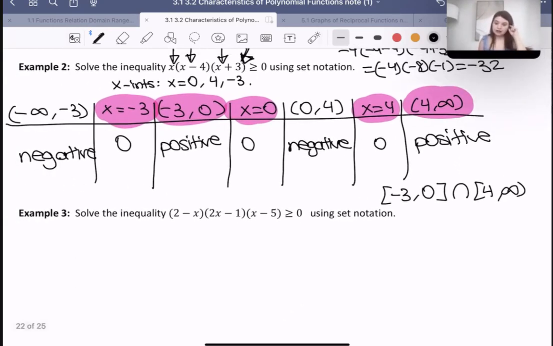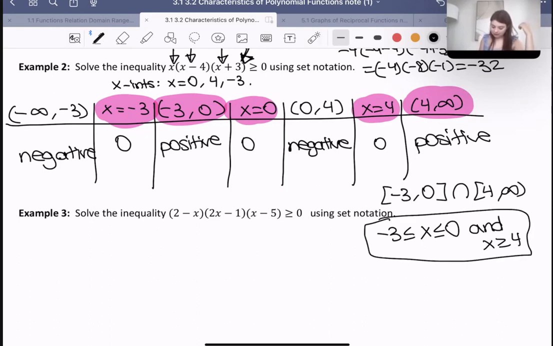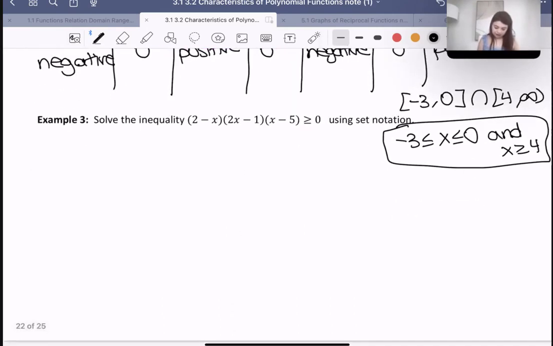In set notation, this would be from -3 to 0, including those points, and when x is greater than or equal to 4. All right, and there we go. We fixed it. We wrote it in the notation they liked better for this one. Okay, let's try this one using set notation.